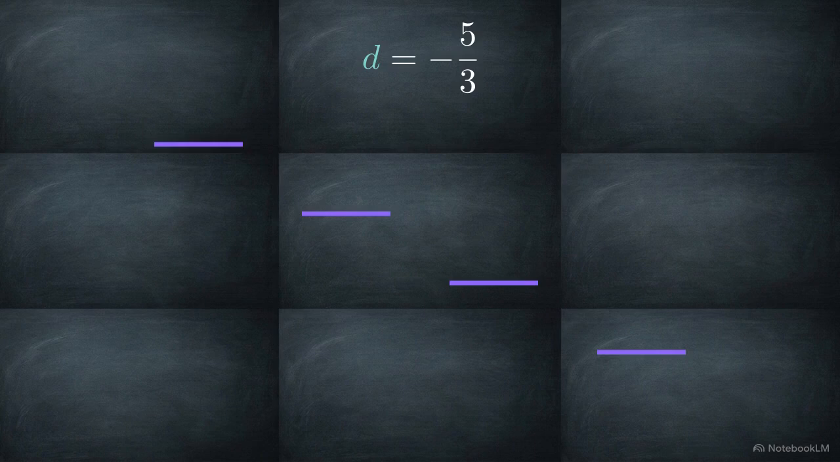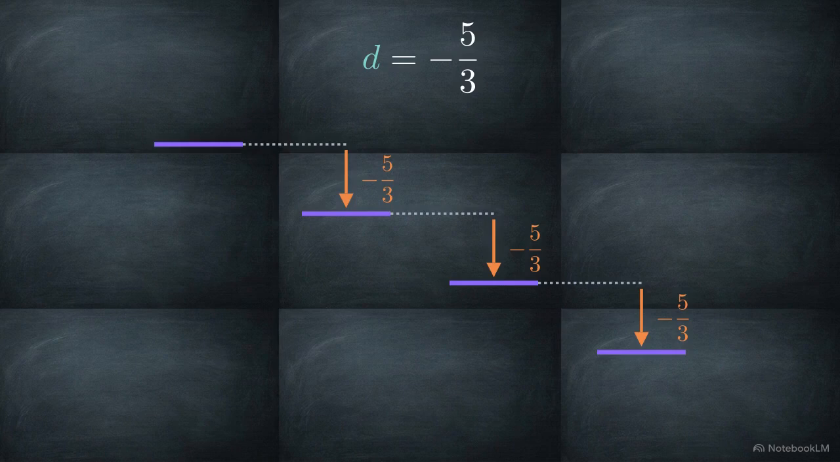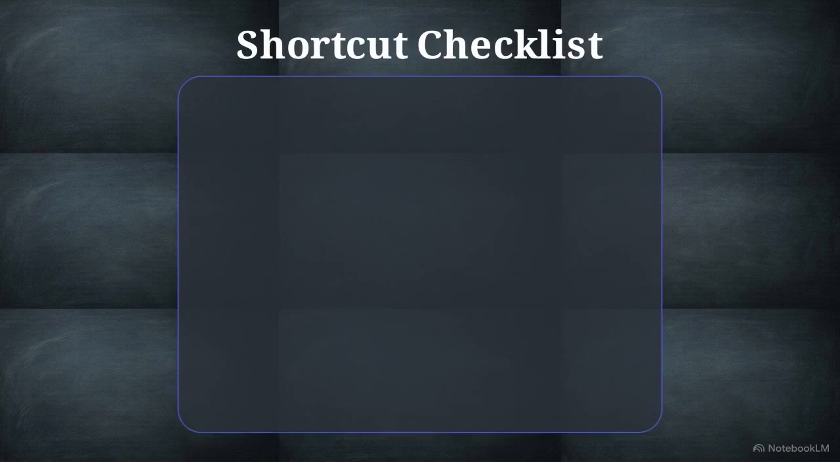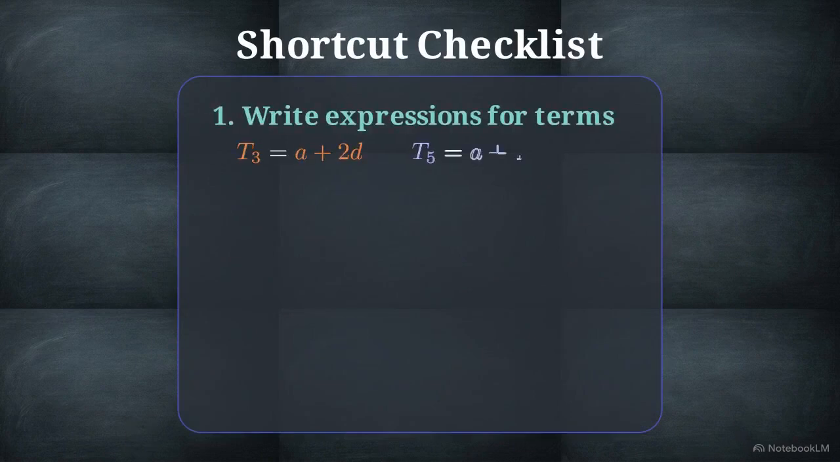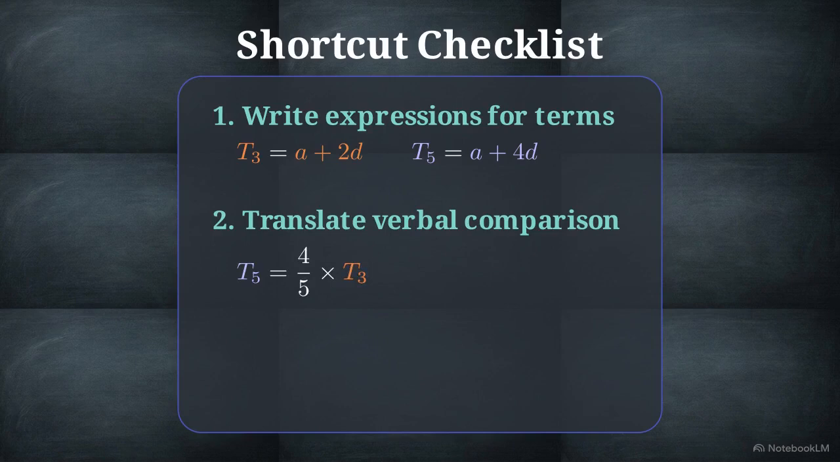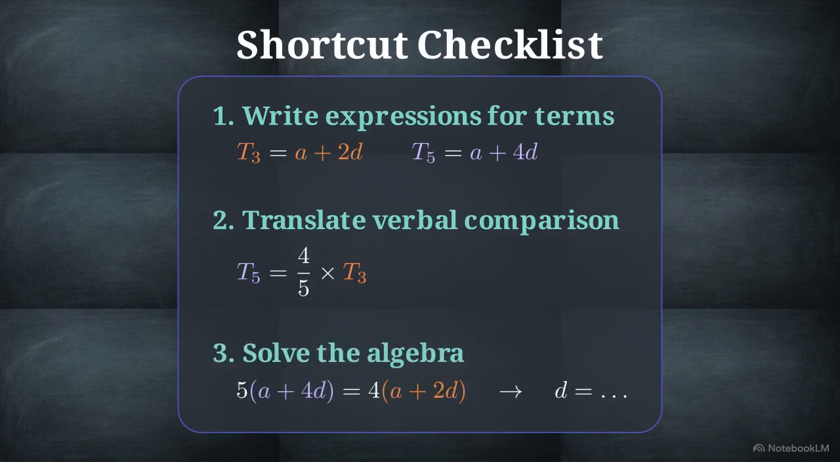A negative common difference means the values in the sequence are decreasing. Our result of negative 5/3 tells us the sequence moves downward by that amount with every step. To recap the process for these problems, first, write out the expressions for the terms mentioned. Second, translate the verbal comparison into an equation. Third, solve the algebra. Let's test those steps.